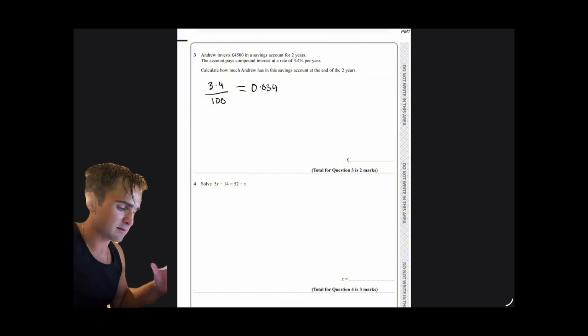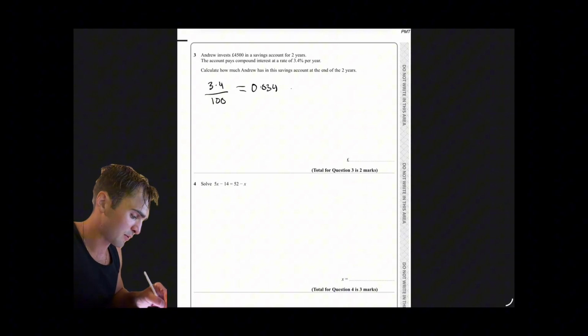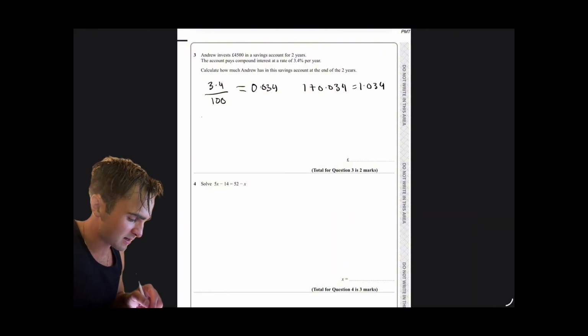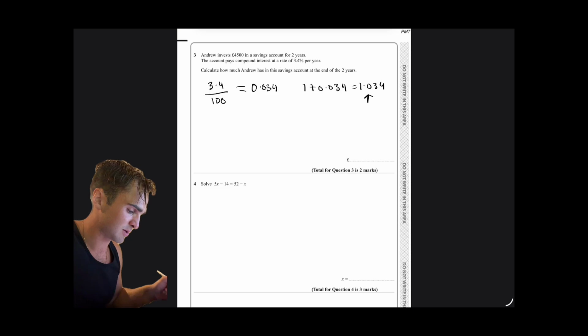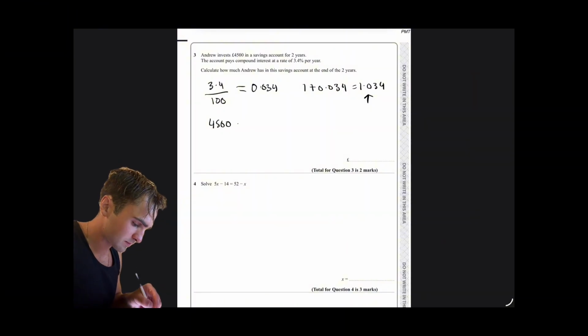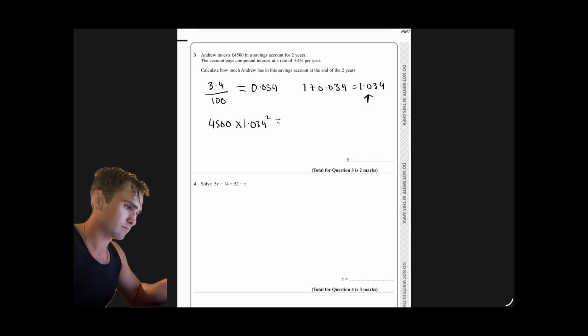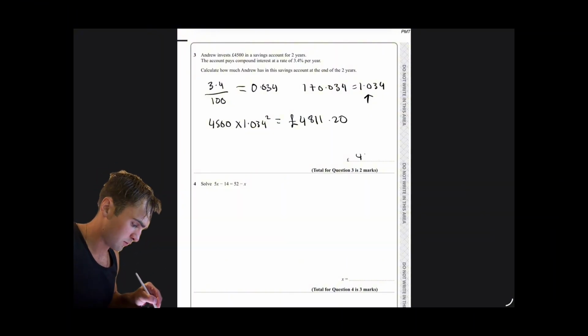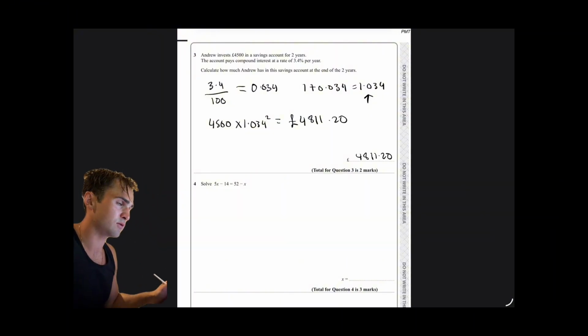If he's investing money, it's going to go up. So our multiplication factor is 1 plus 0.034, which equals 1.034. We multiply this by the invested money, and then square it because it's 2 years, or the power of however many years. In this case, it's 2. So 4,500 times 1.034 squared is our final answer: £4,811.20.